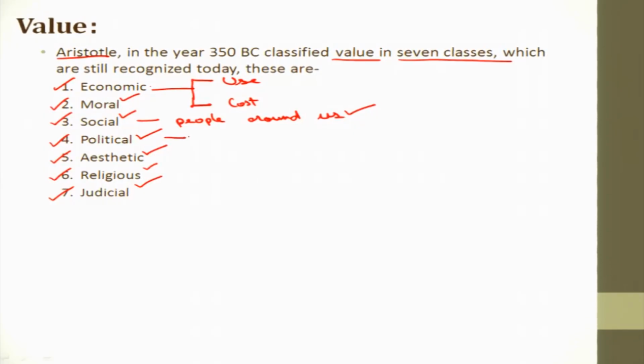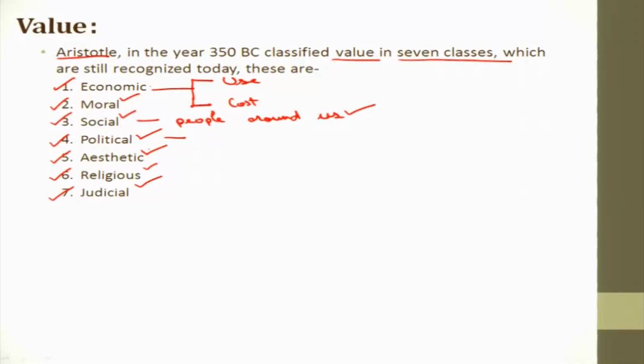Political values: sometimes people are more inclined towards their political interest, and they put their time and money into the specific political party for which they are working. And aesthetic values: some products also have aesthetic values. These are called sell functions, I will say.